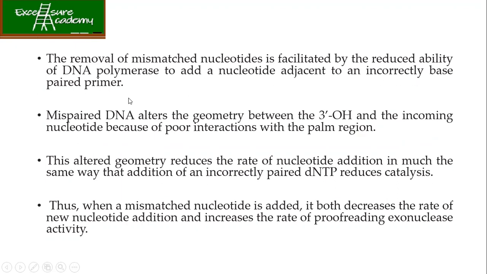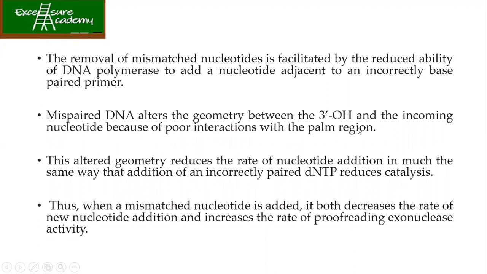अब क्या हुआ है कि जैसे ही मिसमैच तो हो गया है, राइट? तो इसकी वजह से क्या होगा, तो आपका डीएनए स्ट्रैंड जो रहेंगे इसे पकड़िंग से हो जाता है. So because of that what happens, next nucleotide even though if it is correct, it is difficult for the DNA polymerase to come and add. ठीक है? Now, mispaired DNA alters the geometry between 3' OH and the incoming nucleotide.